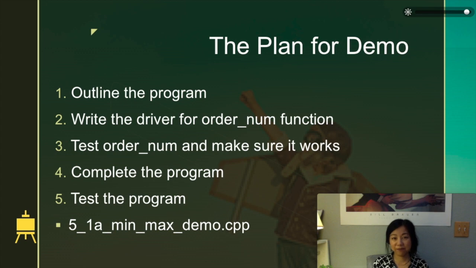So I have a plan for this demo. We would look at the outline of the program first, because when I see your assignments or questions from some of you, some of you don't really outline the program. So I want to stress that it's very important to be really clear what you're trying to do before you start doing it. Sometimes you can jump into the pool and start to swim and hope that you can swim. That's one way to do it.